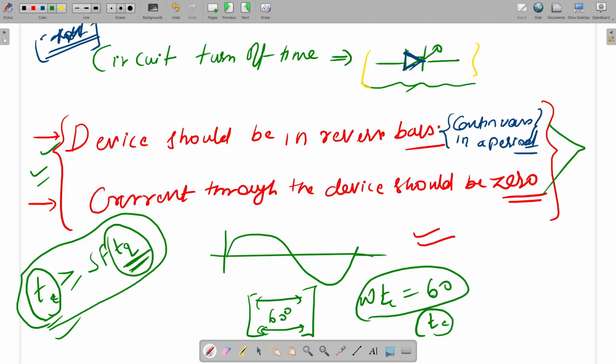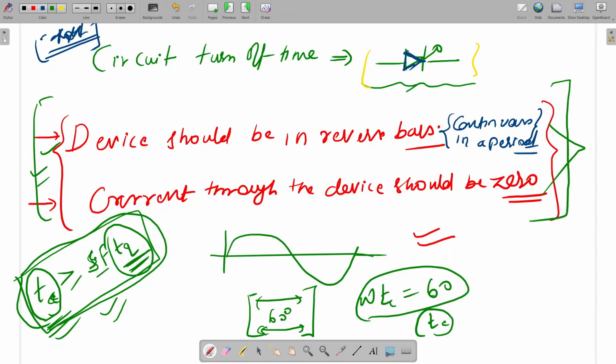So the device is safely commutated only if the circuit turn-off time is greater than or equal to the device turn-off time times some safety factor. That's why we are selecting some safety factor here. I think it will be clear. These two criteria, normally the safety factor is in the range of 1 to 2, sir, or 2 to 3, sir.